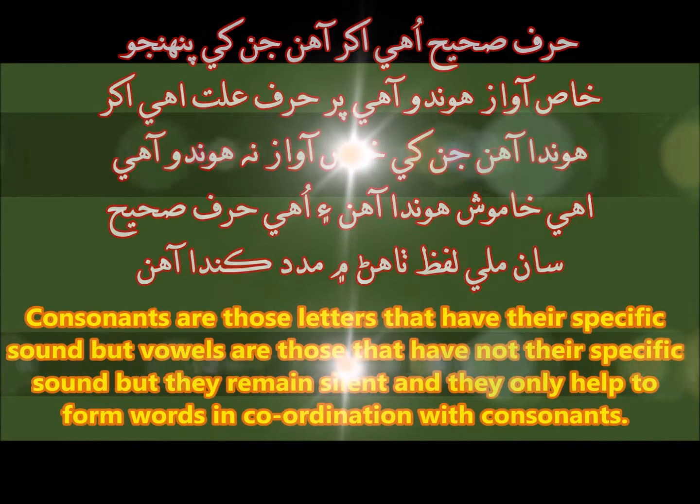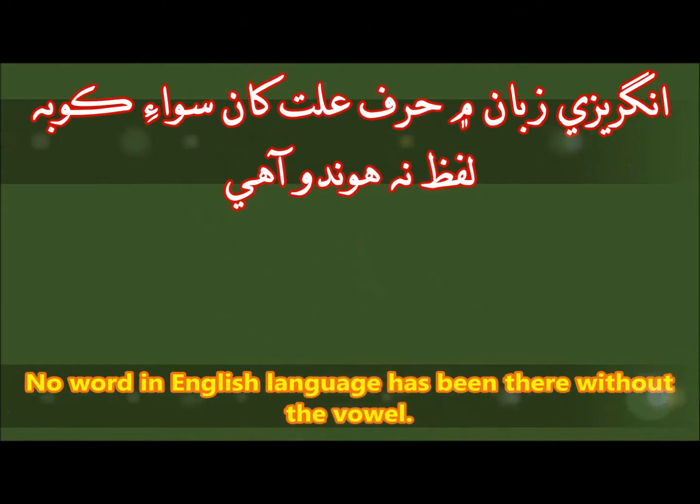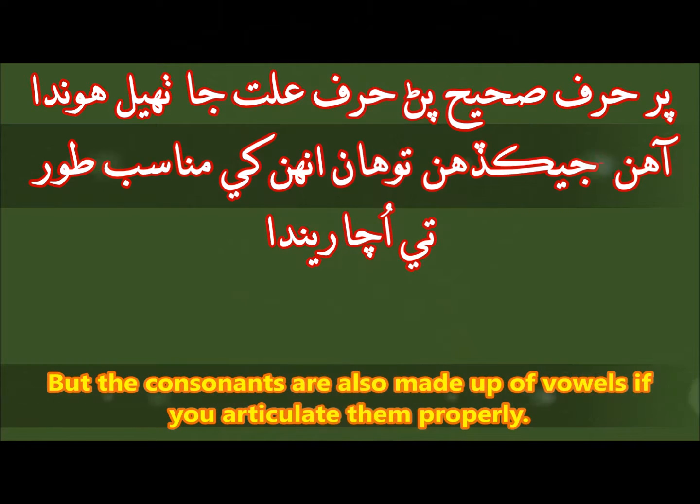Consonants are those letters that have their specific sound, but vowels are those that do not have their specific sound. They remain silent and they only help to form words in coordination with consonants. No word in the English language exists without a vowel. But the consonants are also made up of vowels if you articulate them properly.